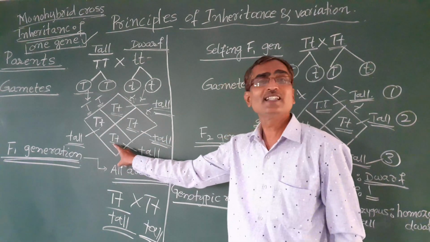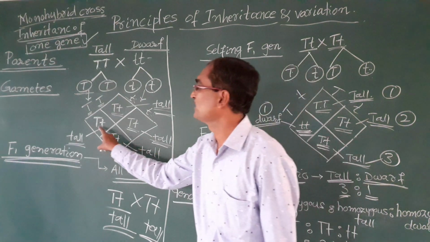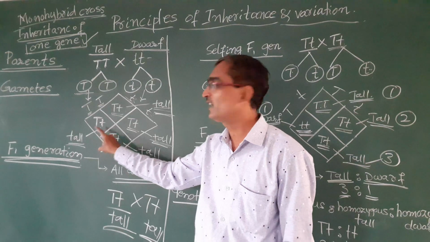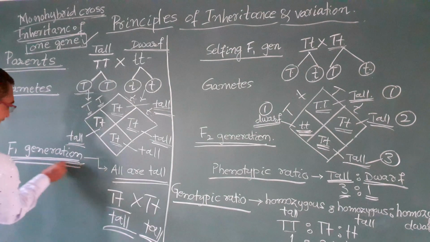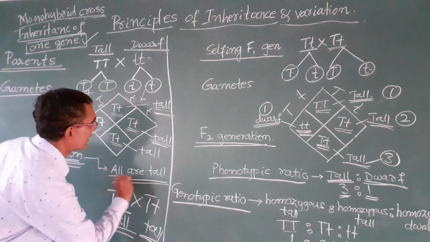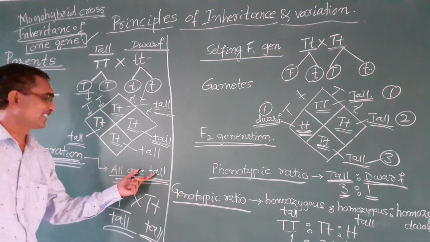Here this is also capital T and small t, so it is also tall. Here you see this is capital T and small t, it is also tall. So in the F1 generation all the offspring are tall in nature.